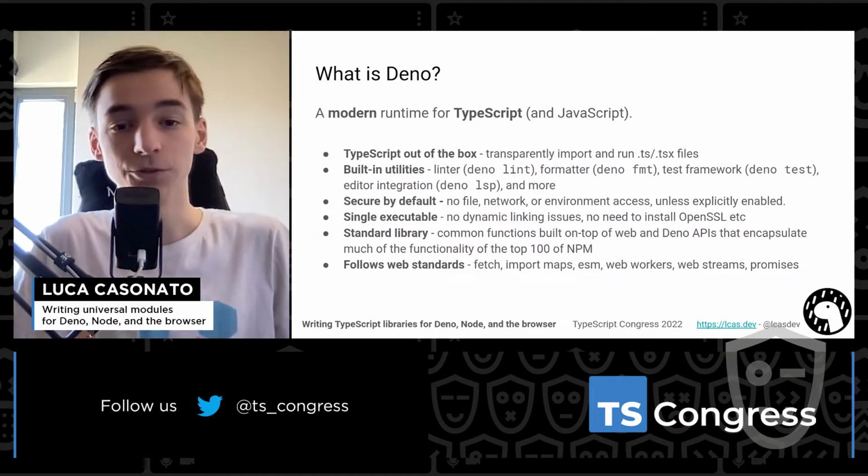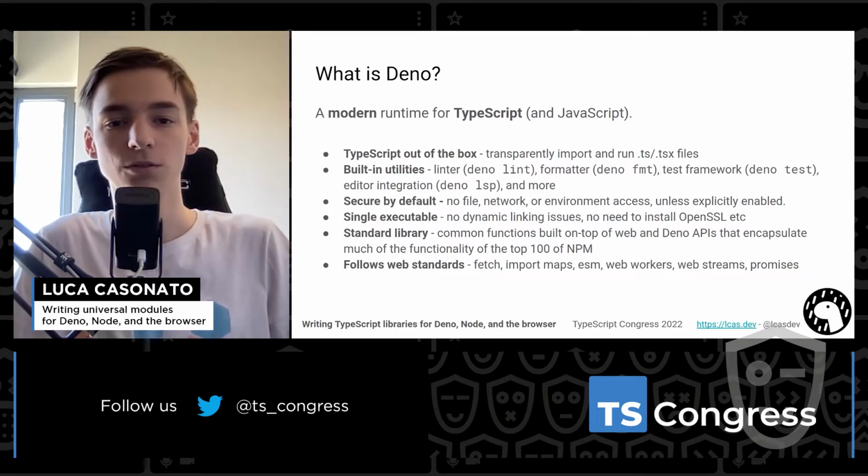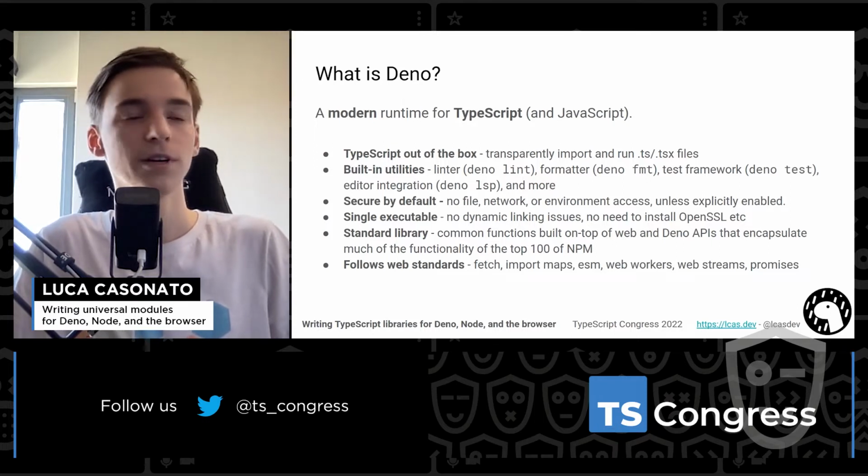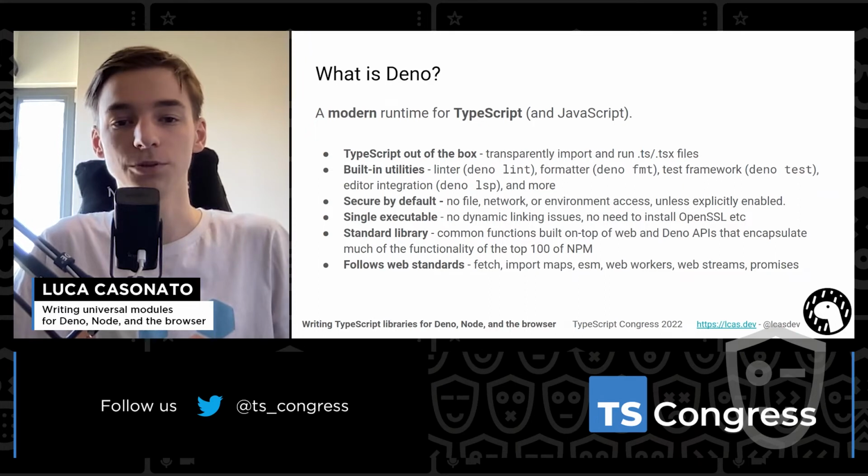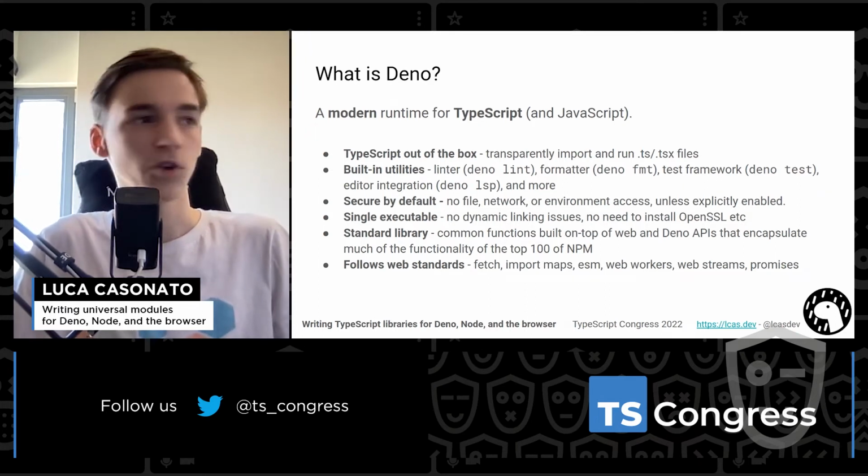And it has a bunch of built-in utilities that work great with TypeScript and JavaScript. So Deno lint does some linting, Deno fmt formats your code just like you would with Prettier. We have a test framework built in. We have great editor integrations, which I'll showcase later. Documentation generation, there's a bunch more.